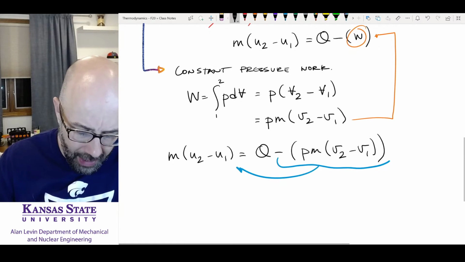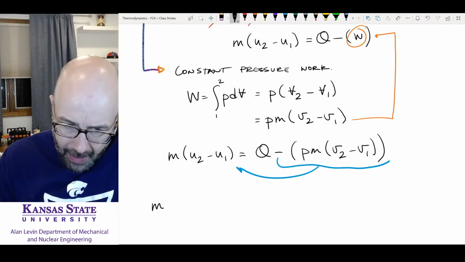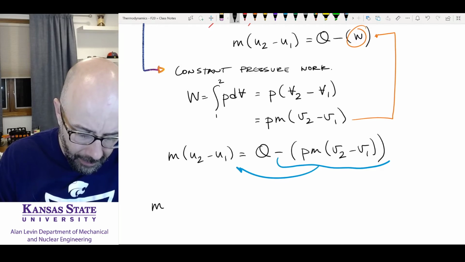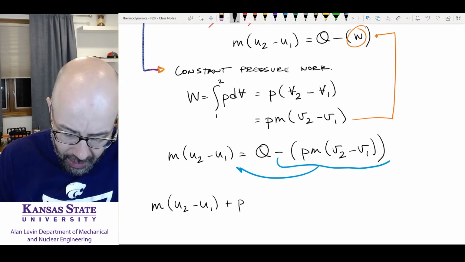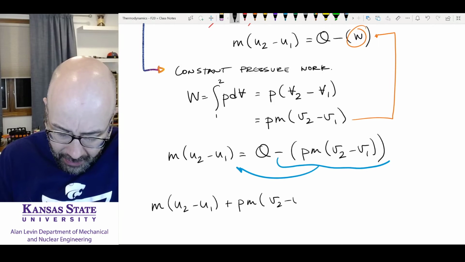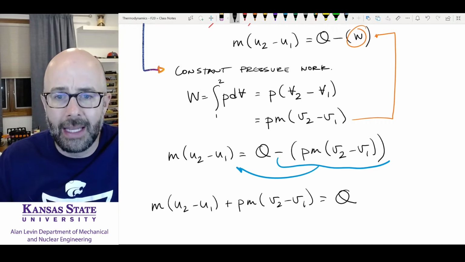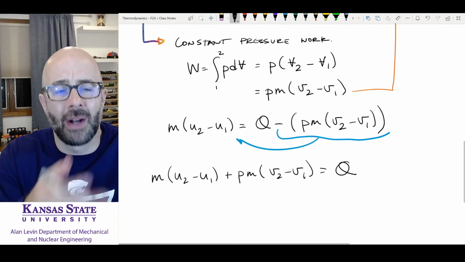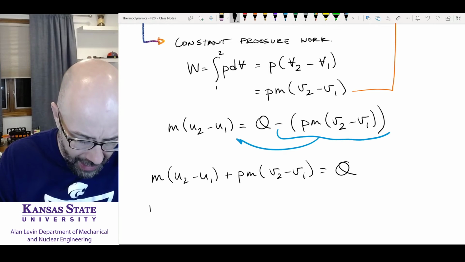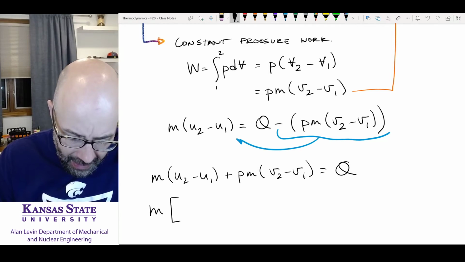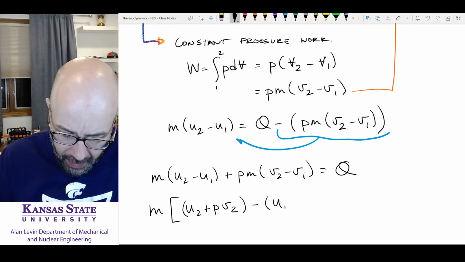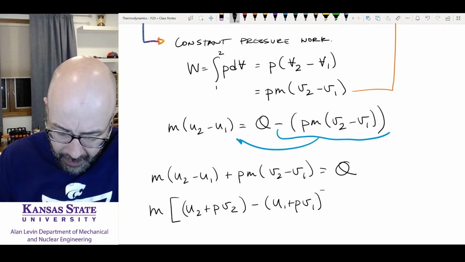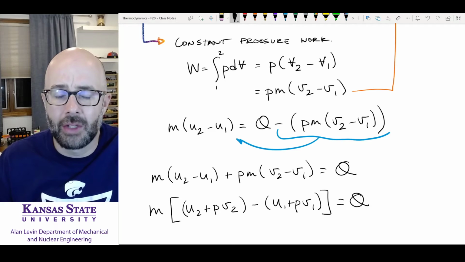Well, this is what happens. Mass can come out of both of these terms. Let's just write it here first: U2 minus U1 plus pressure times mass times V2 minus V1 is equal to heat transfer. Now I see that mass can come out of both, so I'm going to have mass times U2 plus PV2 minus U1 plus PV1 is equal to heat transfer.